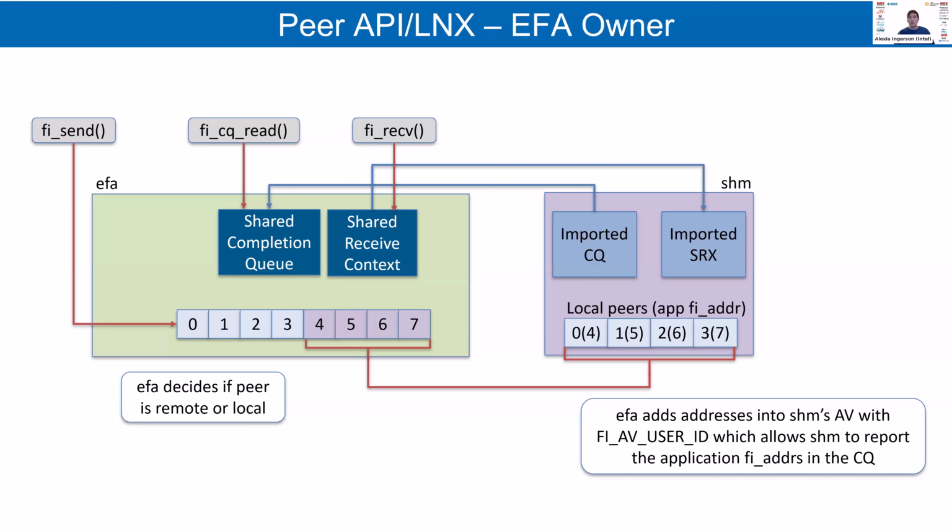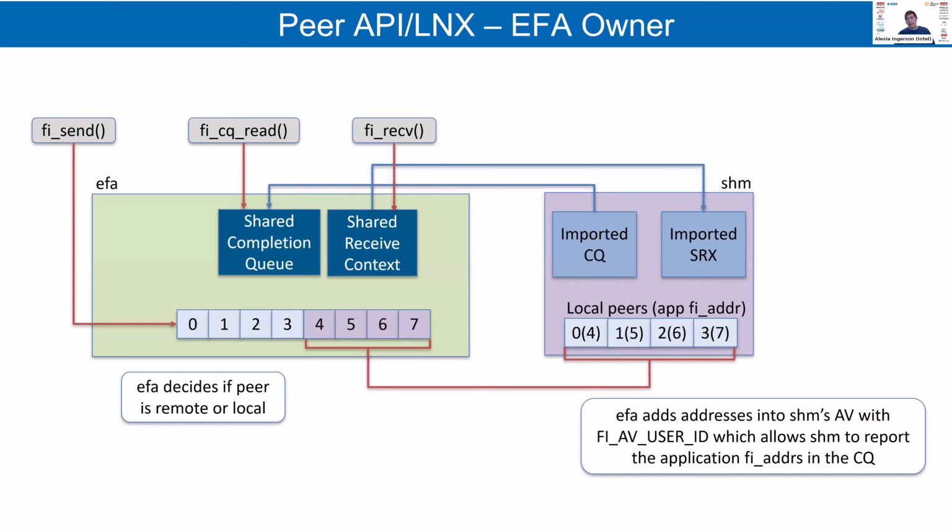And so if it's local, it can just pass it through to the shared memory provider. And so what that means also is that when inserting addresses into the shared memory AV, EFA has to use this flag called FI_AV_USER_ID, which allows SHMEM to know what the EFA fi_addr is for both reporting to the CQ and then also for querying the shared receive context. So it's that agreement of addressing that I was talking about earlier.